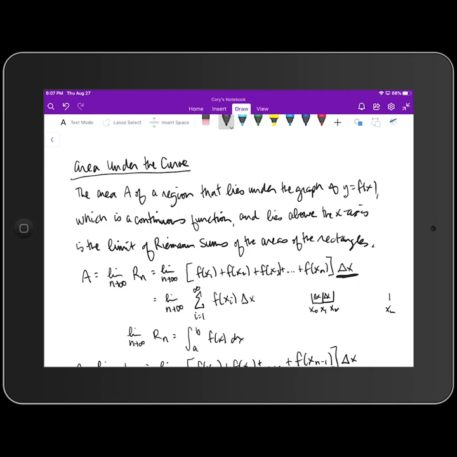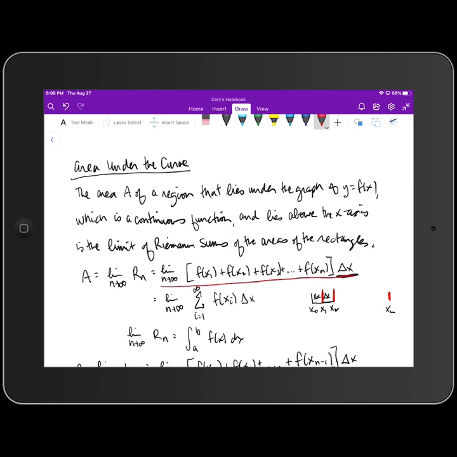So I'm taking my first height from the rightmost endpoint of the first subinterval, which is the function value at x sub 1. I'm doing my second one from the rightmost endpoint of the next subinterval, which is the function value at x sub 2. And I keep going until I get to the rightmost endpoint of the last subinterval, which is the function value at x sub n.